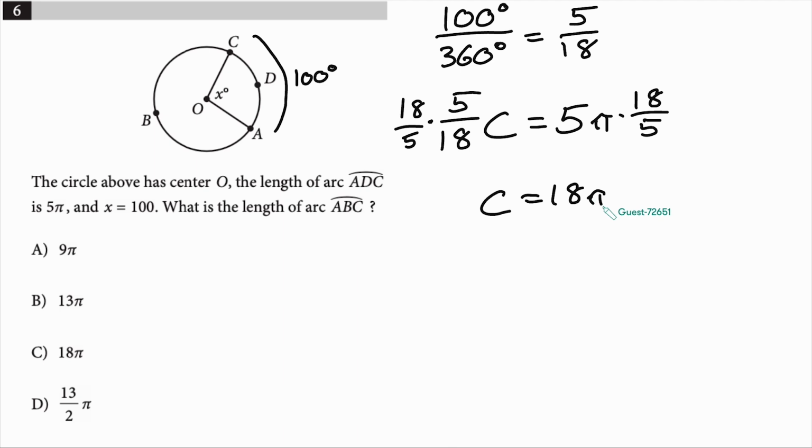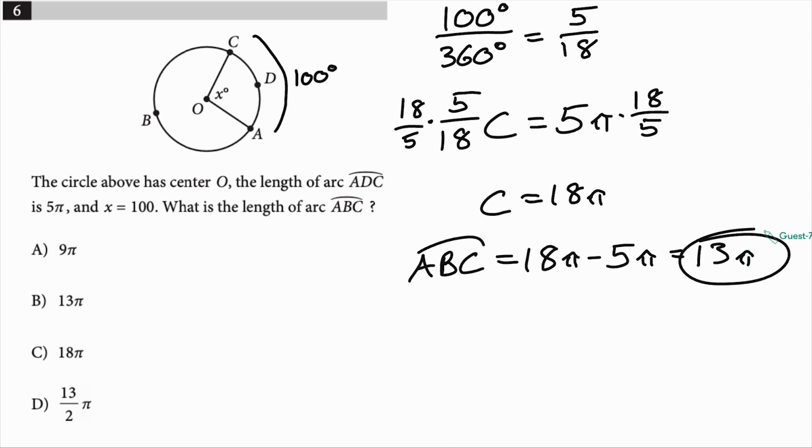Now, it's not a coincidence that 18 pi is an answer choice. I can't stress enough how important it is to read the math questions twice. What is the length of arc ABC, not the circumference? Arc ABC is 18 pi minus 5 pi, which is 13 pi.